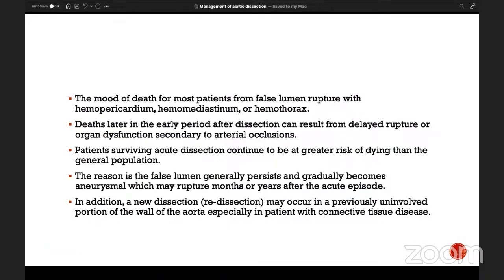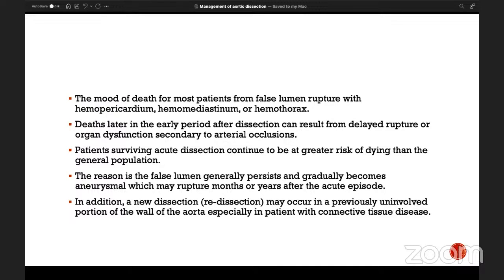The most common mode of death for this group of patients is false lumen rupture, and that results in hemopericardium or hemomediastinum, and early death usually results from either delayed rupture or organ dysfunction secondary to arterial occlusion.